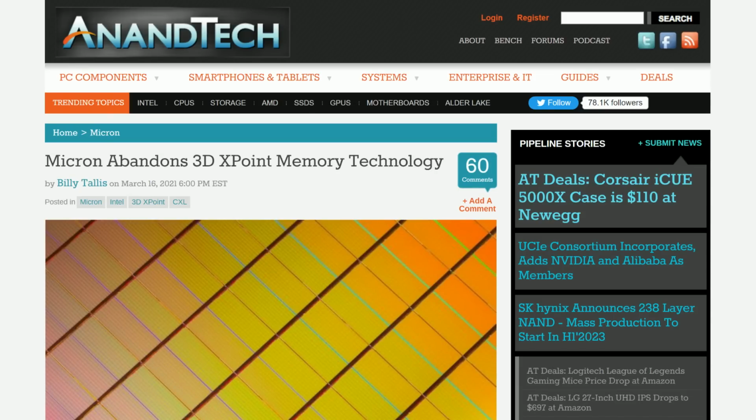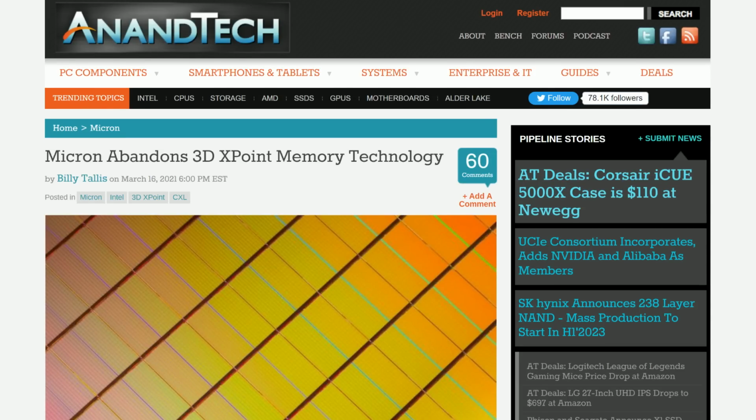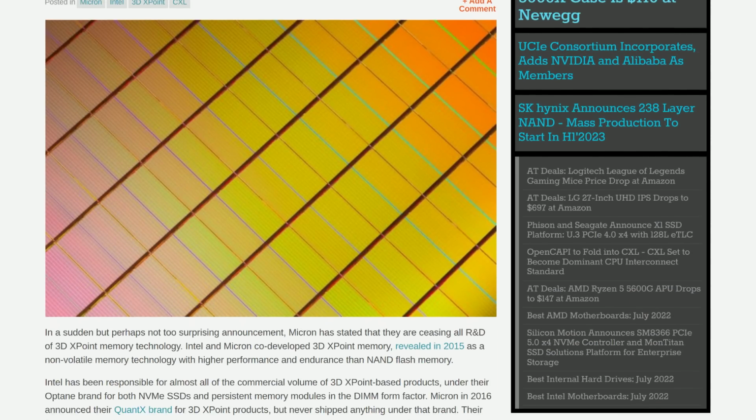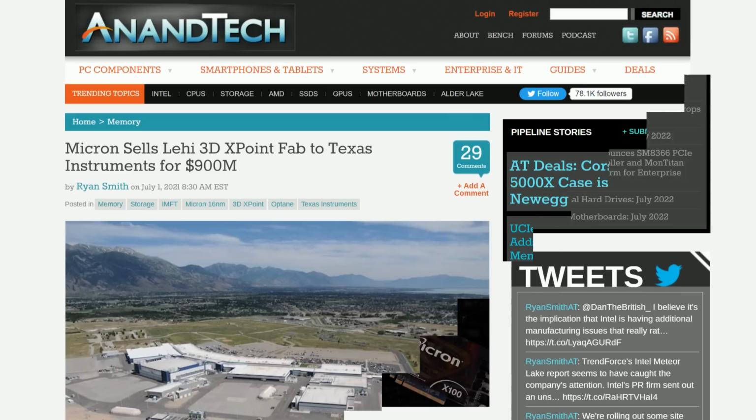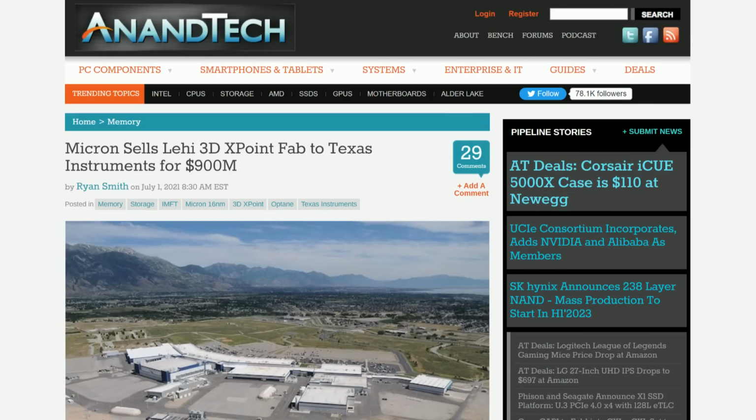So Intel sells the fab in 2020 to Micron, and then Micron makes an announcement saying that they are pulling out of the 3D XPoint Optane business in early 2021. Then they sell the Lehi fab in mid-21 to Texas Instruments for $900 million. So yeah, at that point, nowhere in the world was manufacturing Optane, the Optane 3D XPoint.